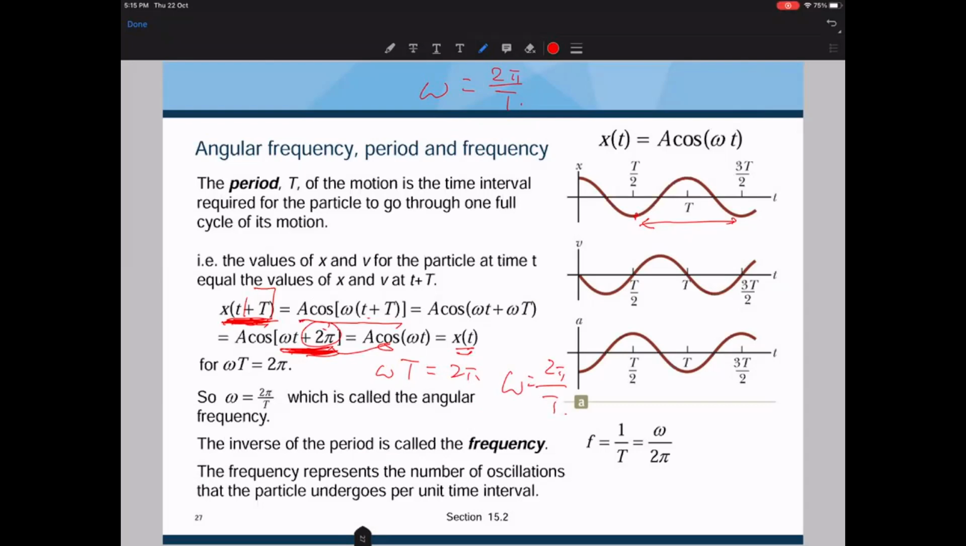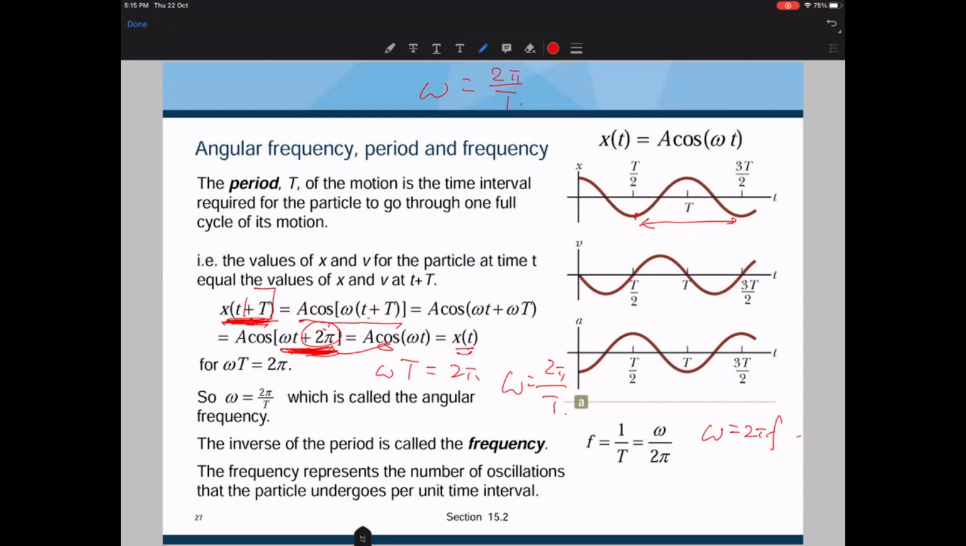So the omega is the angular frequency. It is related to the frequency of the oscillation by the equation omega equals 2 pi f. Right. I probably would stop at here for the time being.